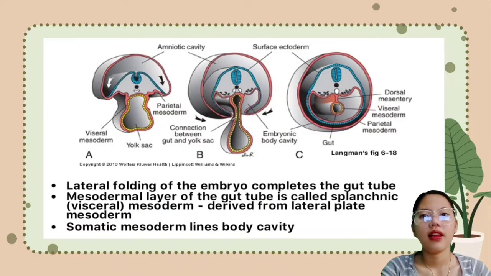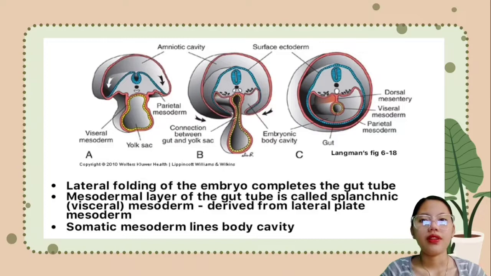We have here lateral folding of the embryo completing the gut tube. The mesodermal layer of the gut tube is called splanchnic, or visceral mesoderm, derived from the lateral plate mesoderm, and somatic mesoderm lines the body cavity. In letter A, the intraembryonic cavity bordered by the visceral and somatic layers of the lateral plate mesoderm is in open communication with the extraembryonic cavity. In letter B, the intraembryonic cavity is losing its wide connection with the extraembryonic cavity.